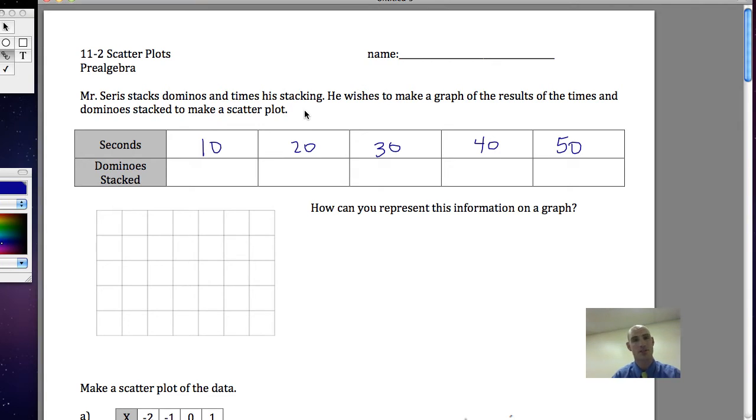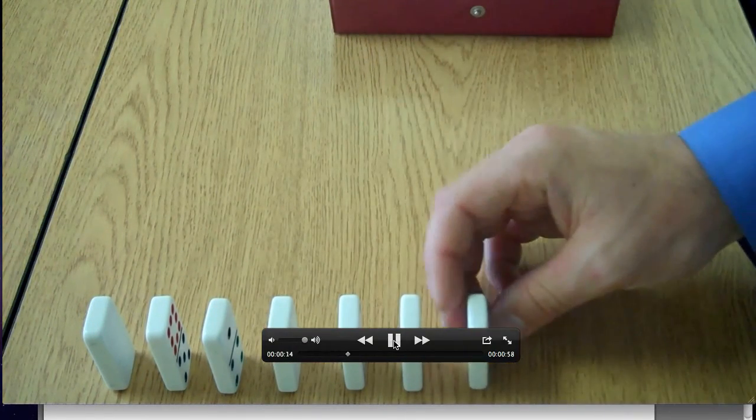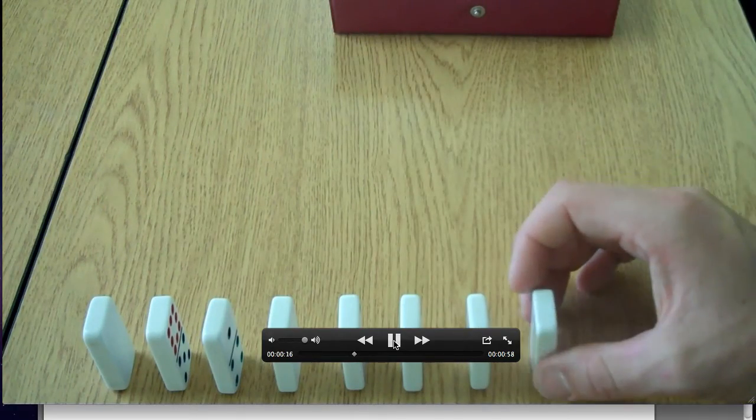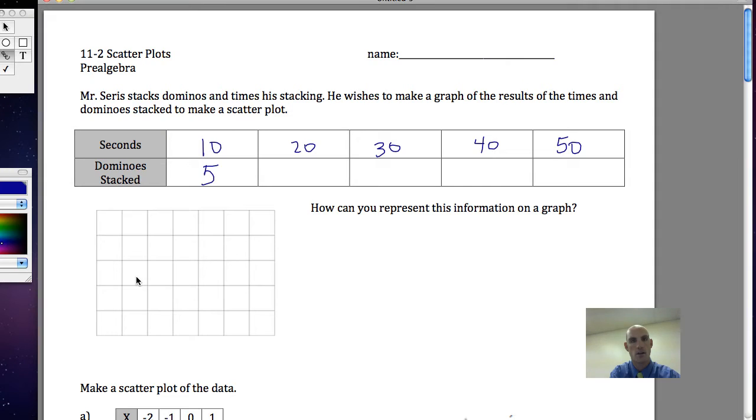Alright, so how many dominoes did I have stacked after 10 seconds? Well, where I stopped the video, I had 5 dominoes stacked. Let's watch the next clip, the next 10 seconds, to see how many dominoes I have stacked after 20 seconds. Alright, how many dominoes did I have stacked after 20 seconds? After 20 seconds, I had 9 dominoes stacked.